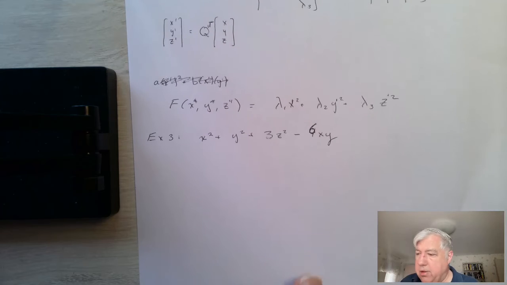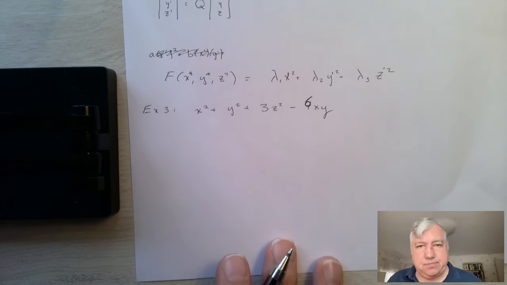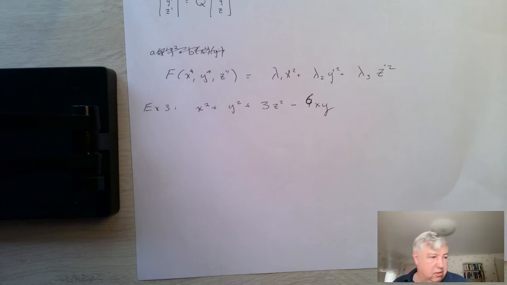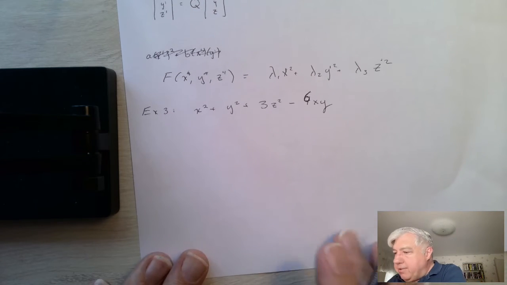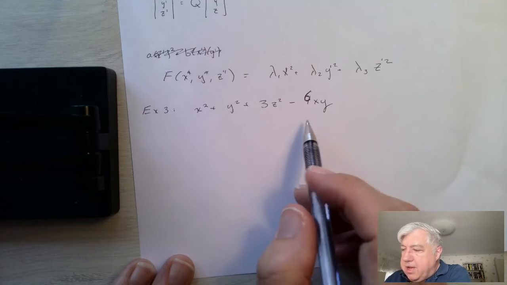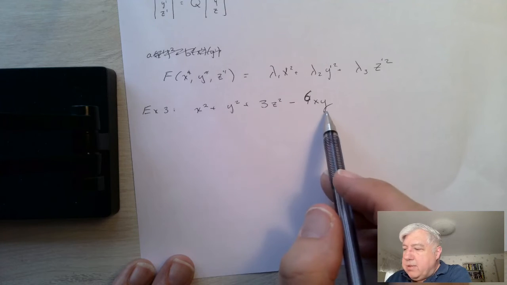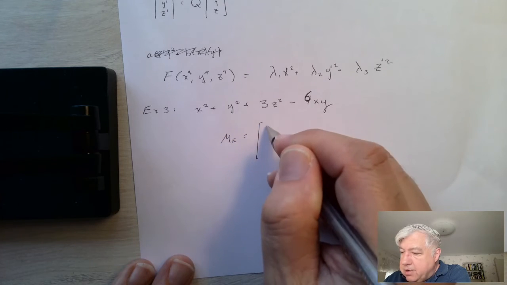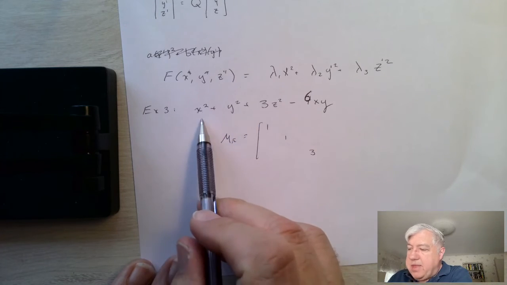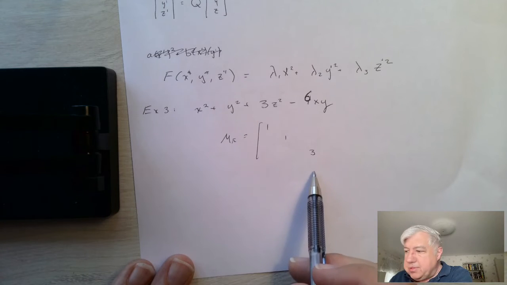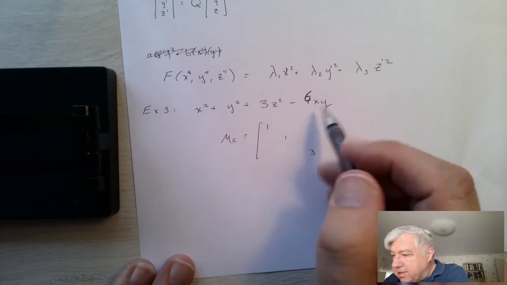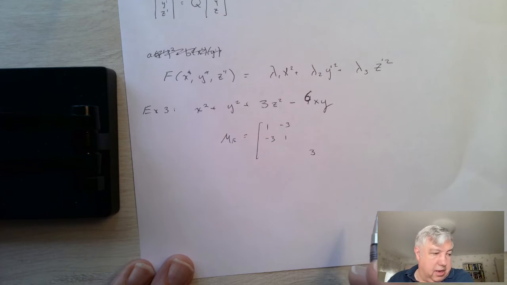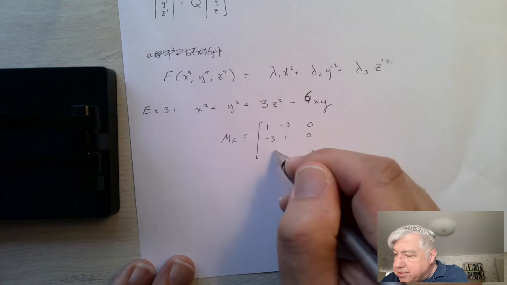All right, so I changed the 4 to a 6 just so it's a little more interesting here. And then we can see that in this case there's no xz term or yz term. So M_f in this case is going to be 1, 1, 3, corresponding to the x squared, y squared, and z squared terms. And then the xy term is negative 6 divided by 2. That's negative 3. So we get negative 3 here and here, and then zeros everywhere else.